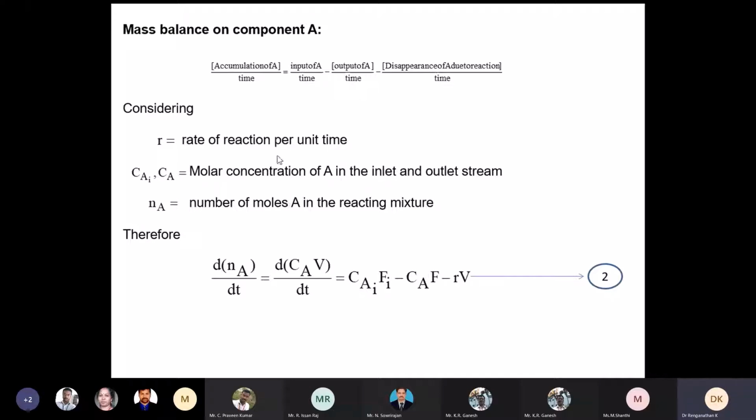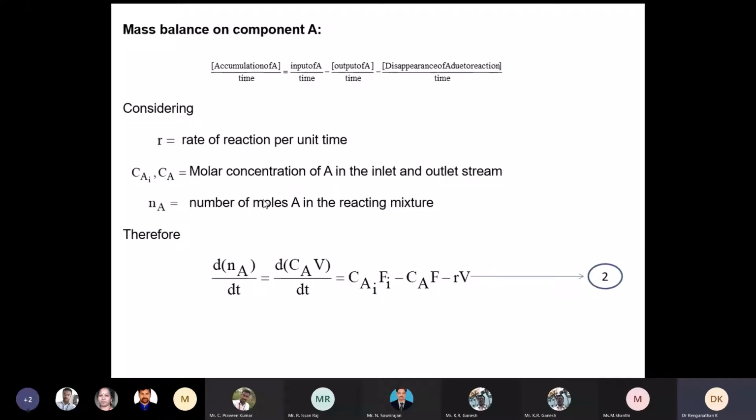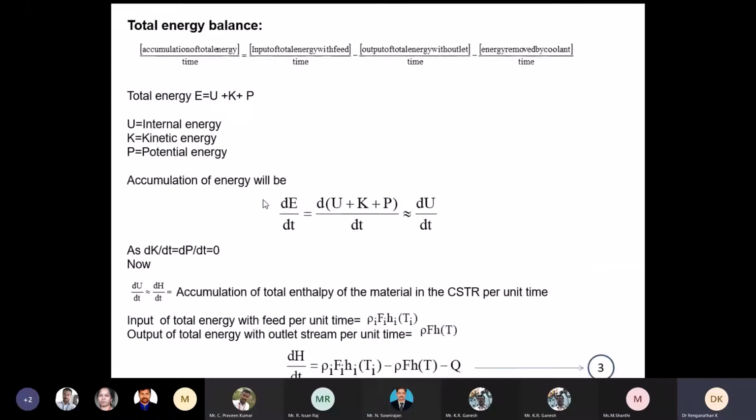For example, in the case of component balance, the rate of reaction, molar concentration, and number of moles should be known. Or if we are going to take the mass balance, then obviously the densities, volumetric flow rates, and the volume of the reacting mixture should be known. Only when it is known will it be possible for us to create the model.